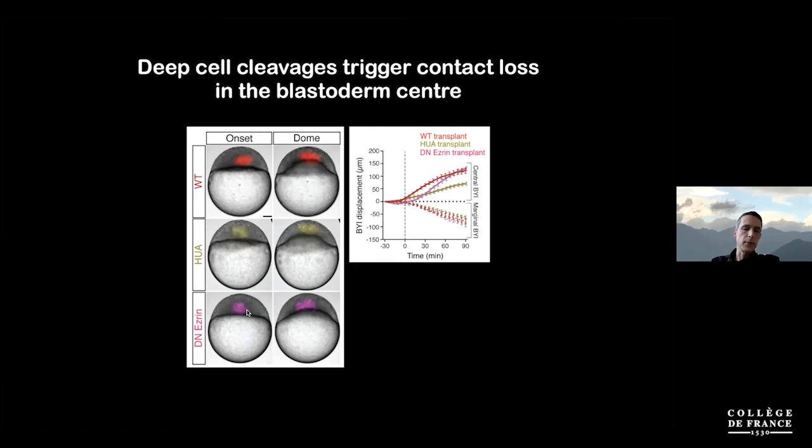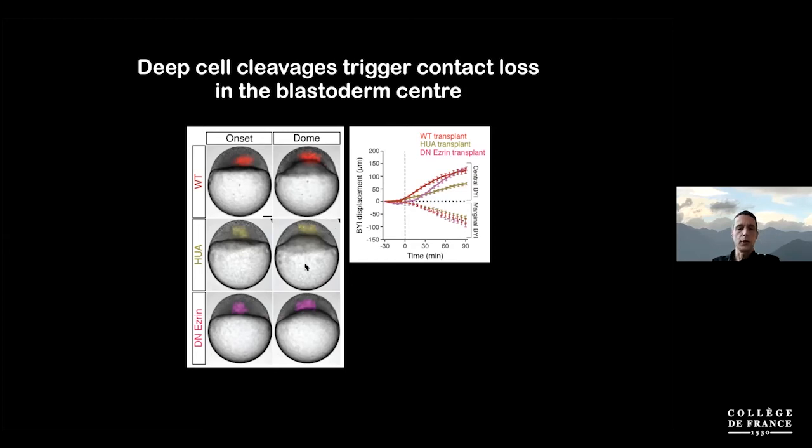And she did another experiment in which she expressed a dominant negative form of Ezrin, an ERM protein, which in cell culture had been shown to be required for cells during cleavages or division to undergo mitotic rounding. So if mitotic rounding is important for contact loss, then if you express a dominant negative form of this Ezrin, the cells should not undergo mitotic rounding, and consequently, they should not fluidize because they're not losing their contacts. And then this tissue is ectopically not fluidizing and should inhibit doming movement. And that exactly was, again, what happened.